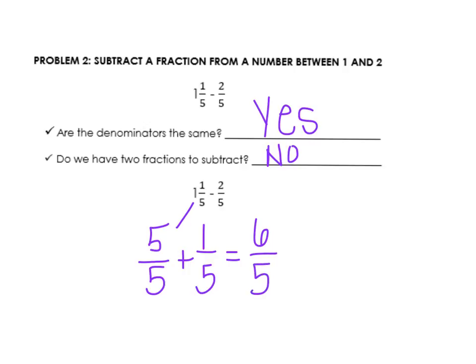Let's rewrite our equation with the improper fraction. 6/5 minus 2/5. Now we can subtract. 6/5 minus 2/5 is equal to 4/5.